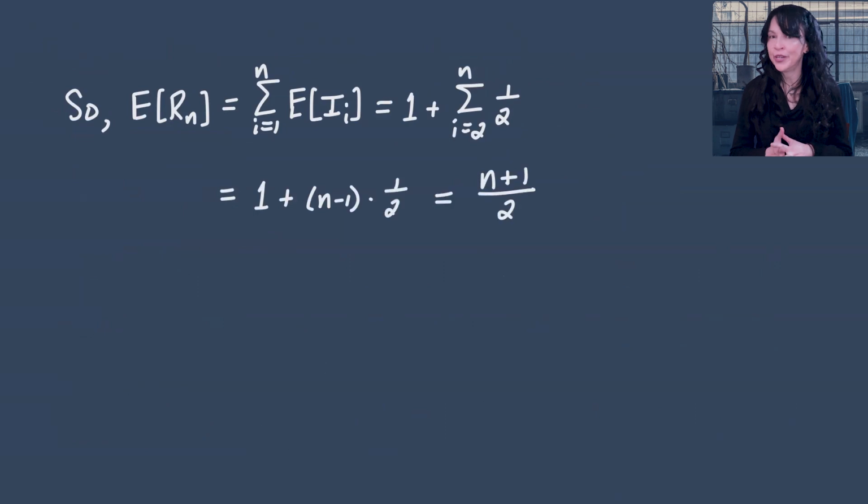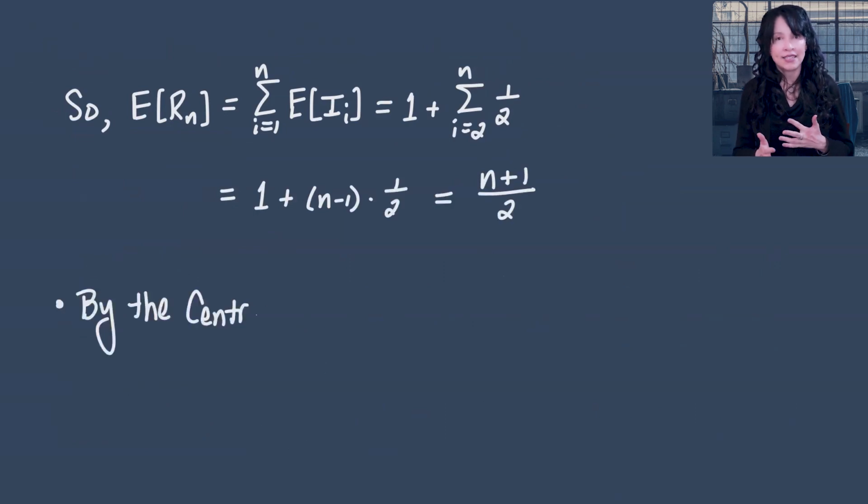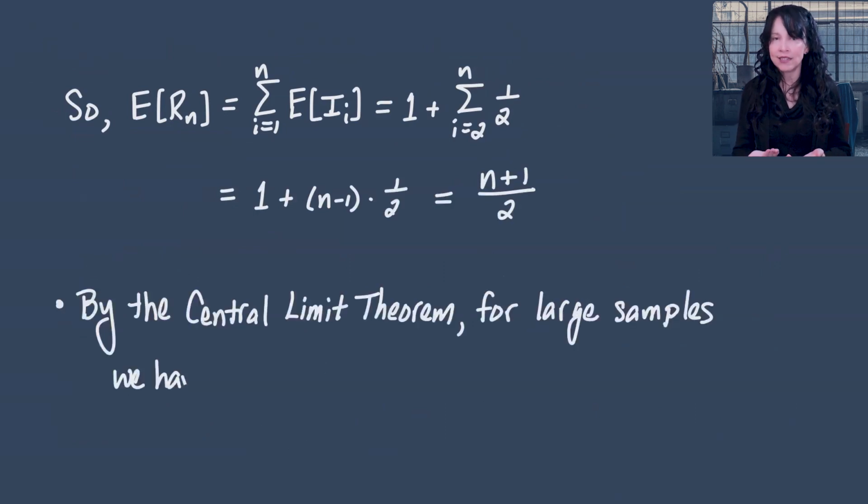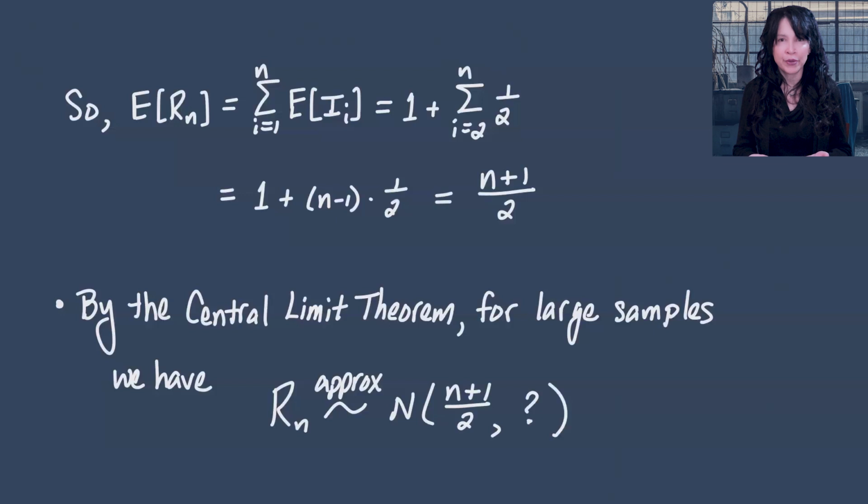Because we're going to use the central limit theorem again and say that because this R sub n is a sum of a bunch of random variables, it should act approximately normal for large samples. This is a convergence in distribution approach. So I'm going to write it like this: R sub n, and then the squiggly line has the distribution with the abbreviation approx across the top, approximately normal with mean (n plus 1) over 2 and some variance.